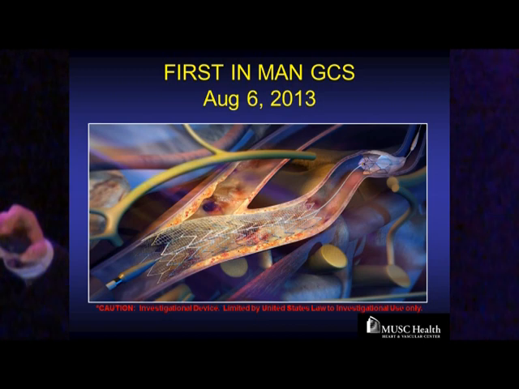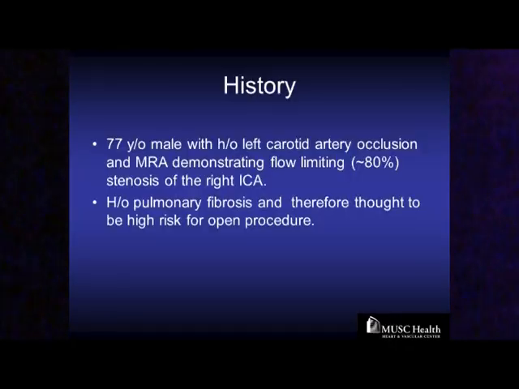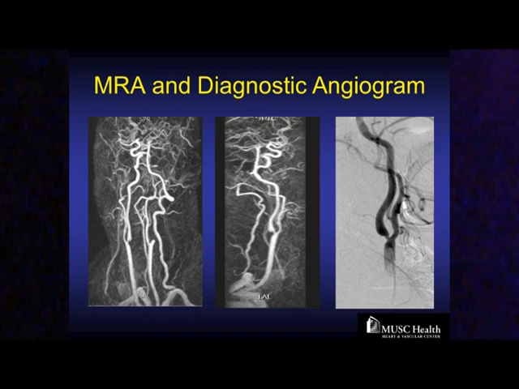And we were lucky enough to be able to enroll the first case in this trial, and that was on August 6. And as you can see, the enrollment was very, very fast. The first patient was a 77-year-old male with a history of left carotid artery occlusion, and the MRA demonstrated flow limiting with more than 80% stenosis in the right internal carotid artery. Patient was high risk. Here you see the images of the patient.